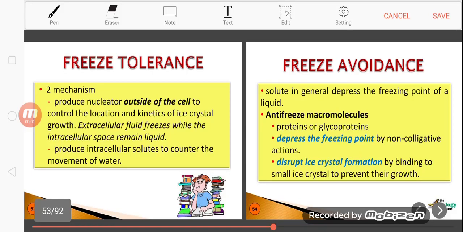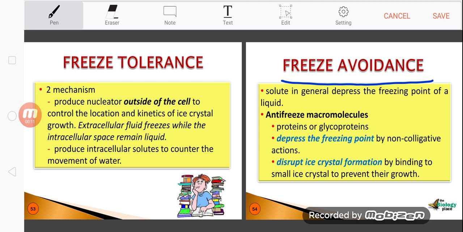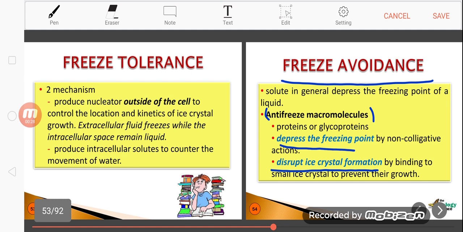Continue on thermoregulation. So last time we stopped at freeze avoidance. In this mechanism of regulation, freeze avoidance, we have antifreeze molecules that act through depressing the freezing point or disrupting the ice crystal formation when the cell is exposed to extreme temperature. Okay, continue to the next slide.